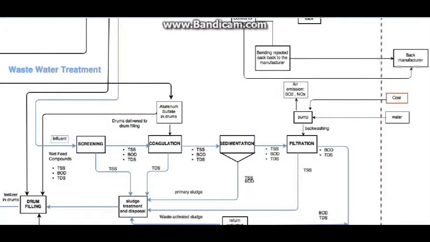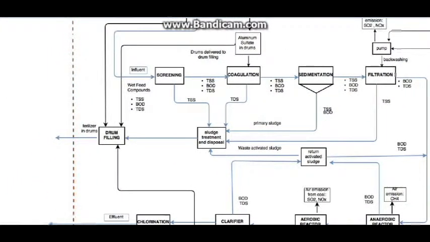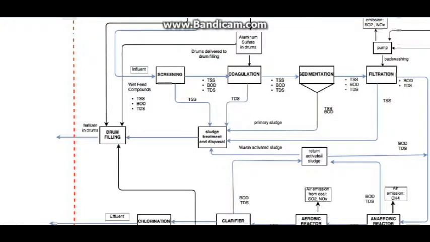The sludge treatment and disposal process contains almost all of the organic load removed from the treated wastewater. Composted sludge is used as a fertilizer and soil conditioner. It is sent to the drum filling process, ready for distribution.